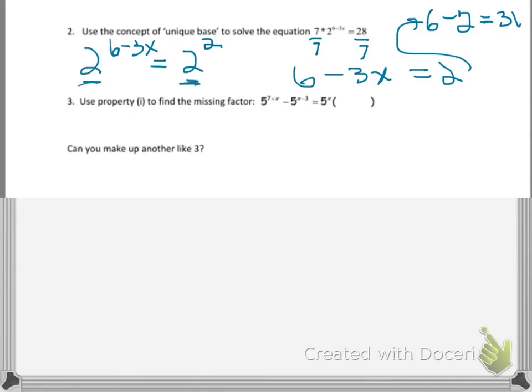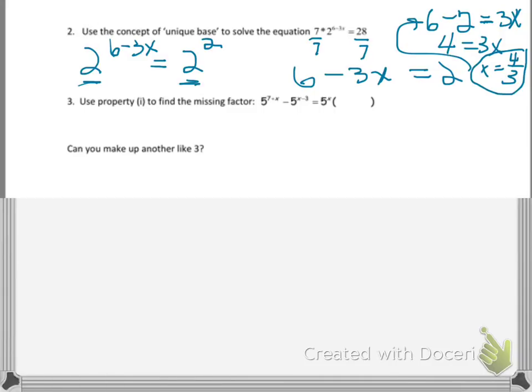Whoops, sorry. Let me go back. Okay, so that should be an x. Okay, so 6 minus 2 is 4. So if 4 is going to equal 3x, that only happens if x is 4/3. So that would be my answer.